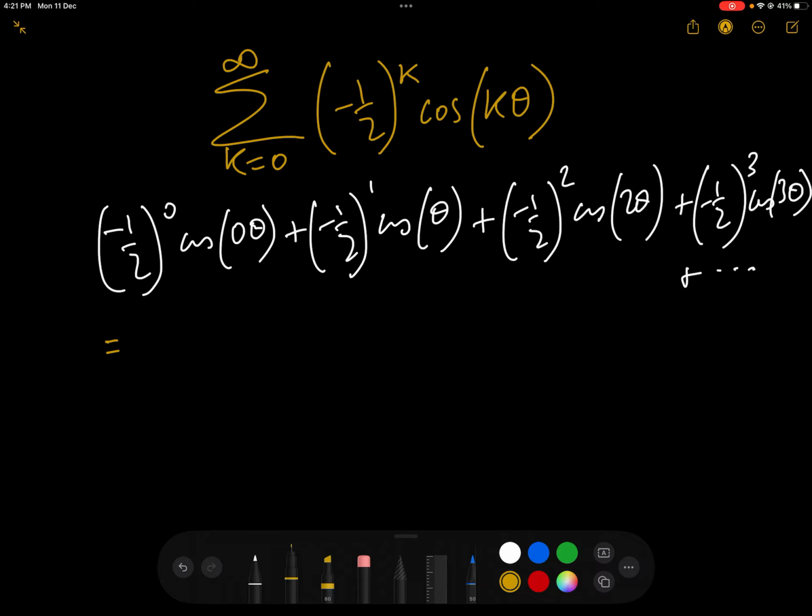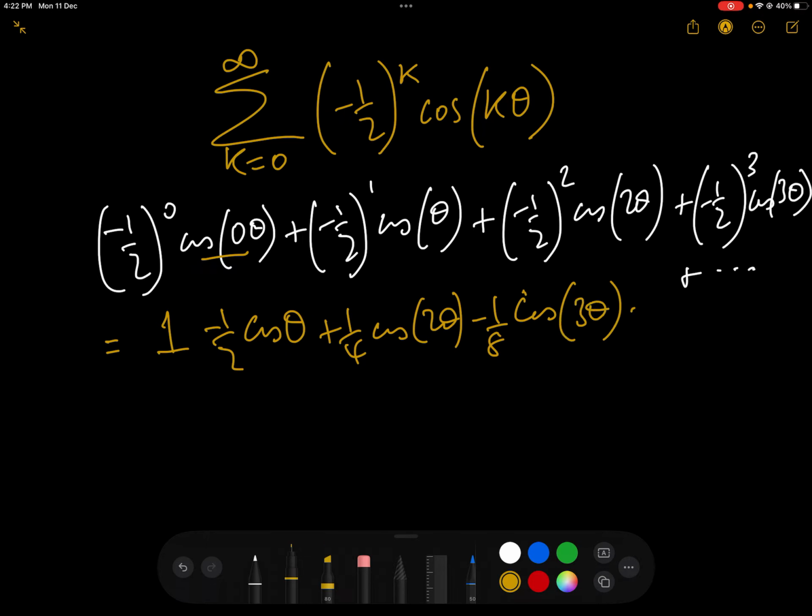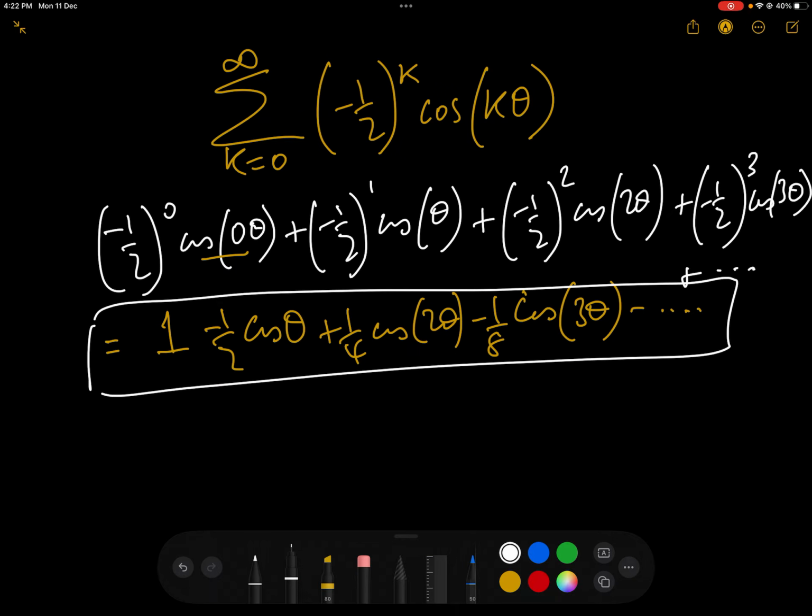everything out, well, minus half to the 0 is 1, and cos of 0 is 1, so that's 1 minus a half cos theta, add a quarter cos 2 theta, minus an eighth cos 3 theta, etc, etc, etc. So this is what we are being asked to sum to infinity.